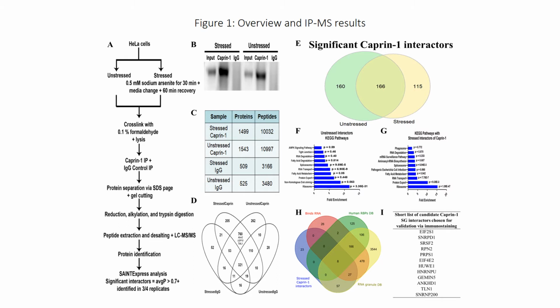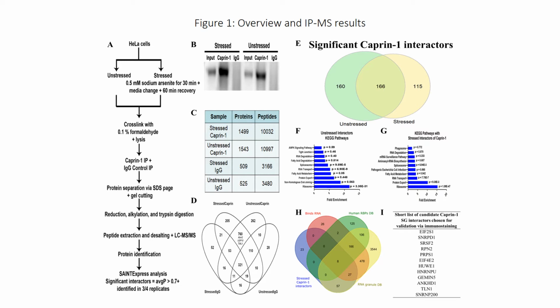To get a sense of the function of the Caprin-1 interactors, we performed pathway analysis on both the interactors in the unstressed and stressed condition and found that these interactors annotated to the same pathways, specifically ribosomes, RNA transport, and the spliceosome pathway, as shown in figures F and G. So therefore, we focused our attention on proteins within these pathways for downstream validation of our mass spec results.